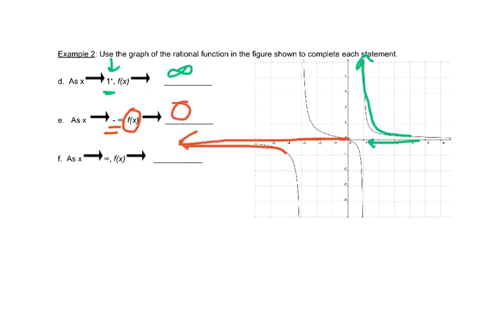We do the same sort of thing on the right here. It says as x goes to infinity. So now we're talking about x getting bigger and bigger and bigger. We follow the graph out that direction, and it's getting closer and closer to the x-axis, which is y equals 0.